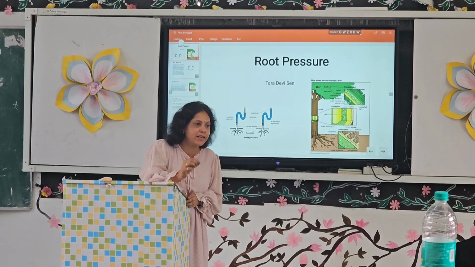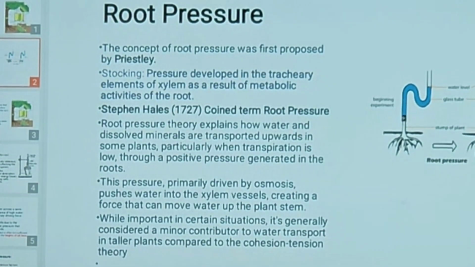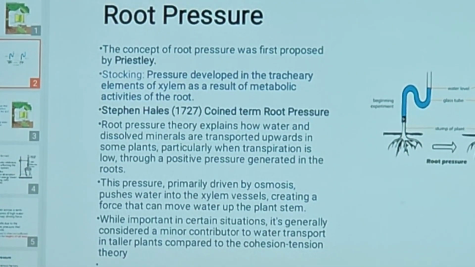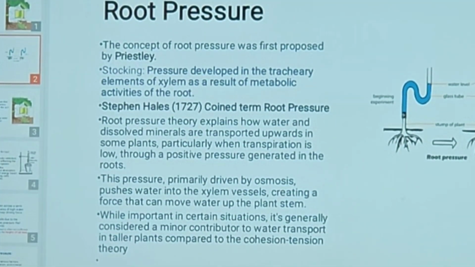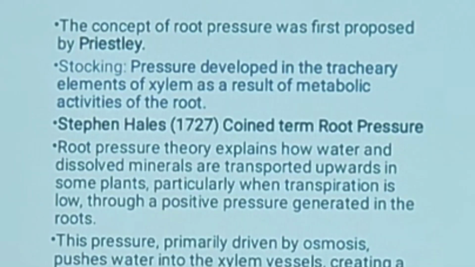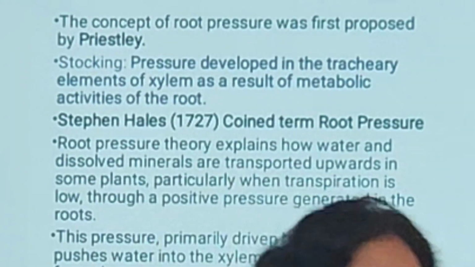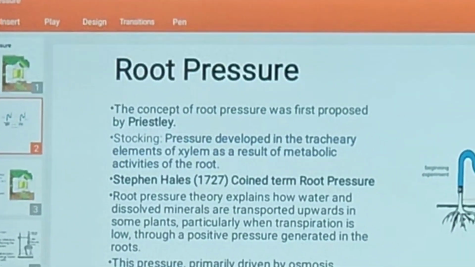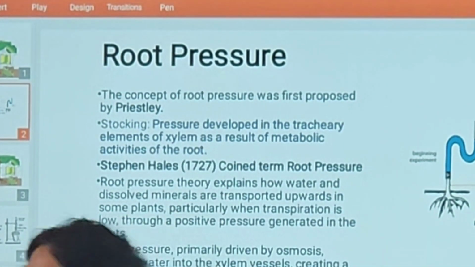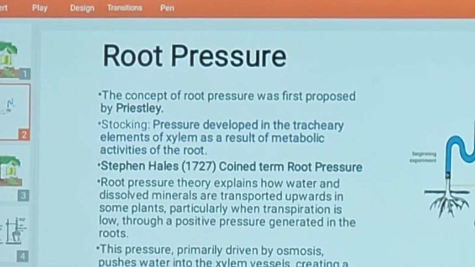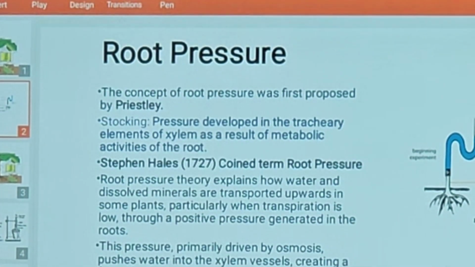The concept of root pressure was first given by Priestley in 1916. However, the term root pressure was first coined by Stephen Hales in 1727. It was Stocking who properly defined root pressure. It is the pressure developed in the tracheary elements of the xylem as a result of metabolic activity of the cell. You know very well metabolic activities means various catabolism and anabolism processes occurring inside the plant.